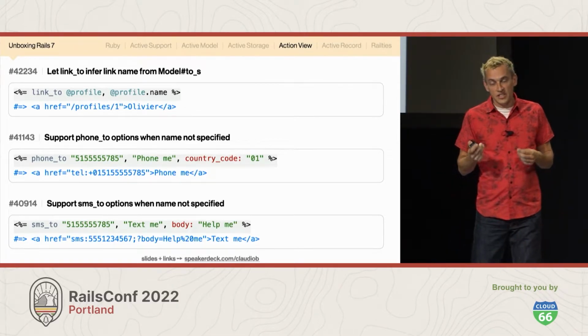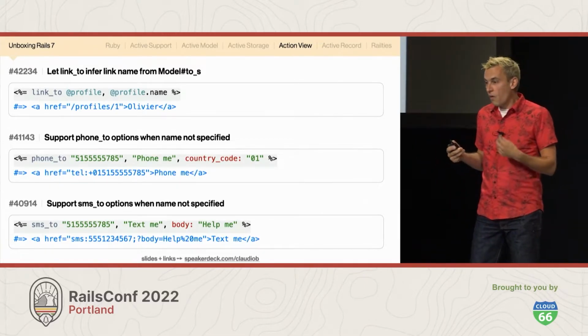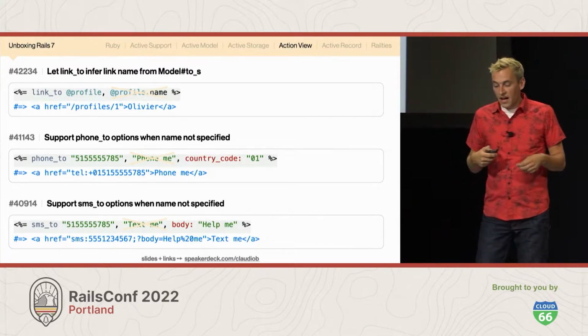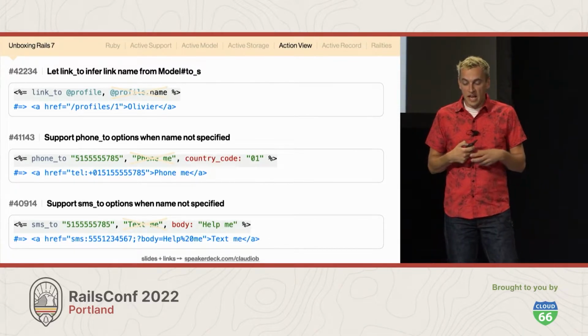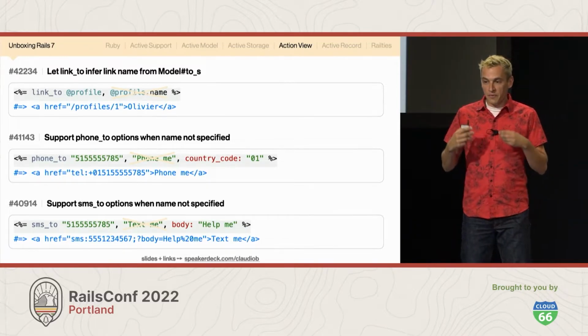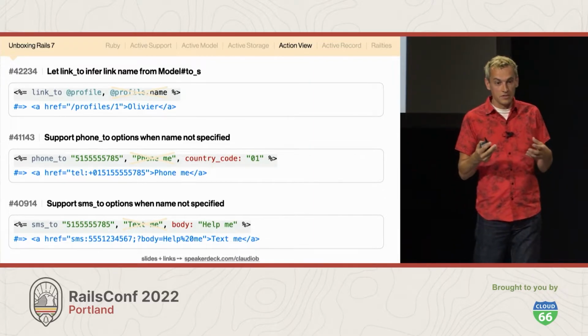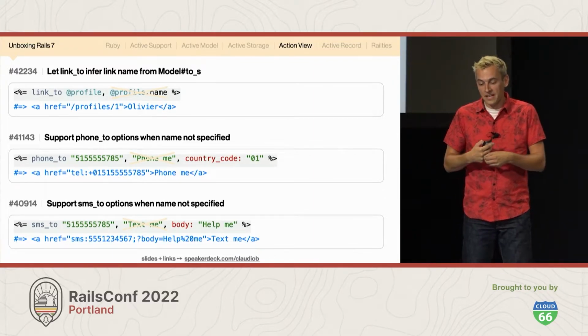So the change in Rails 7 is that now the second argument is not always required. What that means is if you just say phone_to and the phone number, Rails is just going to use that phone number to display it on the page and also to call that. Or it's the same with sms_to. It's just going to show the number.